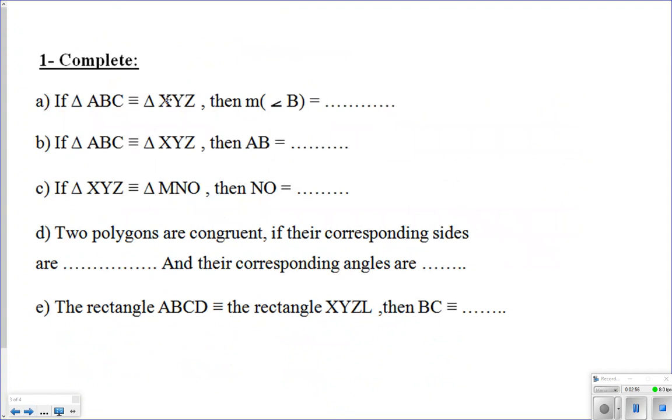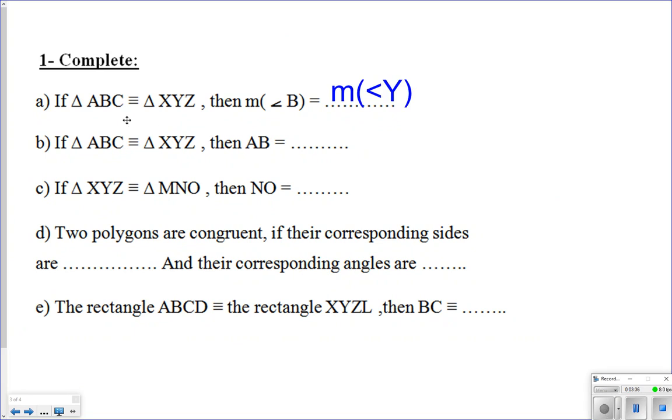Here, solve with me. Triangle ABC congruent to triangle XYZ. Then, measure of angle B equals what? Look with me. We have here ABC congruent to XYZ. The first one is A, second one is B, third one is C. We have here the second one, which is B. So, B is equal to the second one, which is Y. Measure of A equals measure of X, measure of B equals measure of Y, measure of C equals measure of Z.